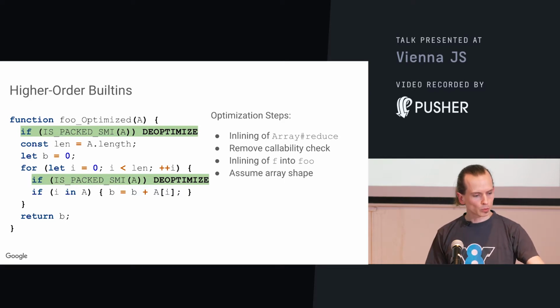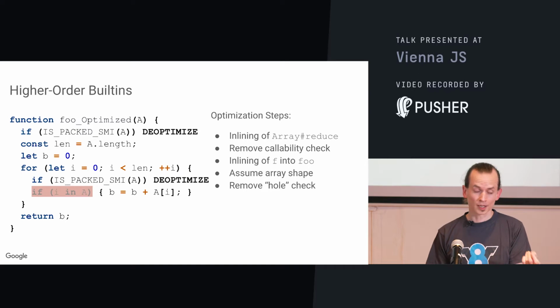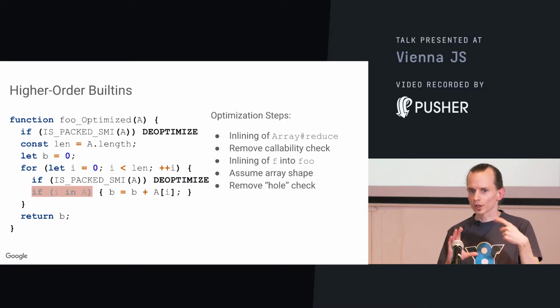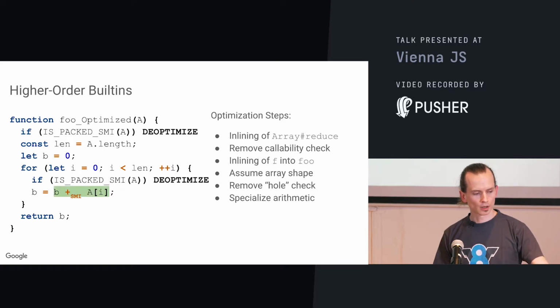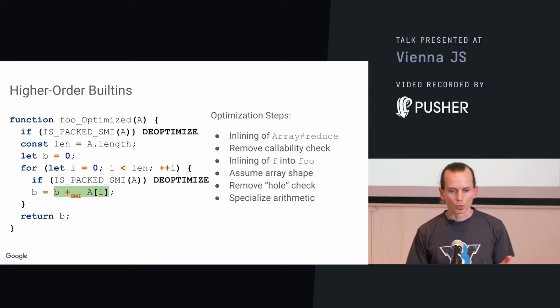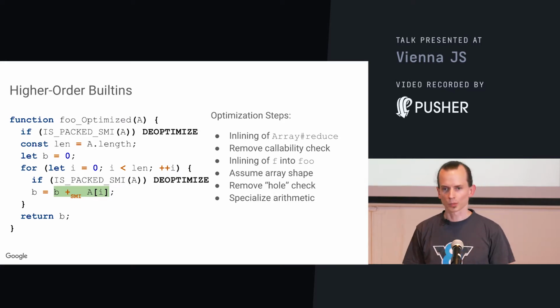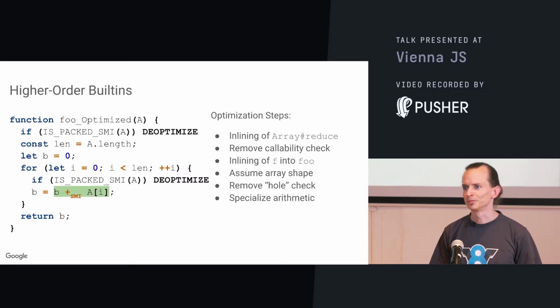So in the next step, for example, we can now see that since it is packed, there cannot be any holes. So this check whether the property actually is on the array or not is now redundant. And since this check is in the loop, this is super beneficial because that means on every iteration we can assume the element is in the array. We don't need to walk up the prototype chain, and everything just becomes way simpler. And also on top of that, we can now see that since the array contains integral numbers, we can actually also do addition of numbers. So the addition again is specialized, as we saw in the first example.